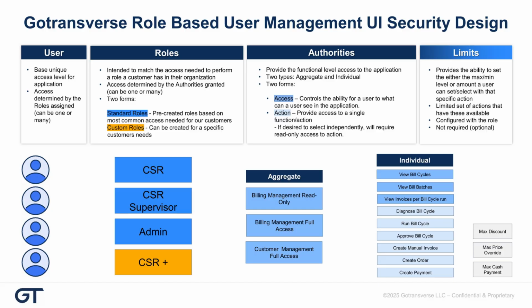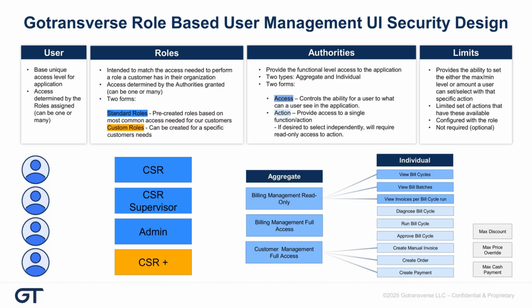Now let's walk through how the user roles, authorities, and limits work together. For an example, I have a standard role of a CSR, and I assign that role to a user. The user having that CSR role gets two aggregate authorities, one aggregate authority that inherits a set of individual access authorities, and the second aggregate authority that inherits a set of action authorities.